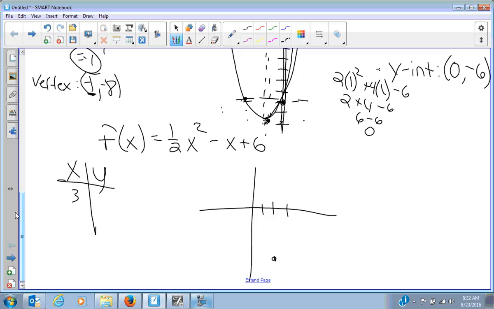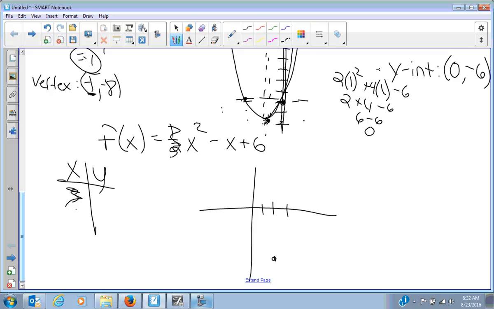Who gets to pick these points? I do. I wouldn't pick 3. Why? Because it gave me a nasty number, and I get to choose. I would do 2. I would choose 4. I would maybe choose 6. Why? Because all these numbers are divisible by 2.